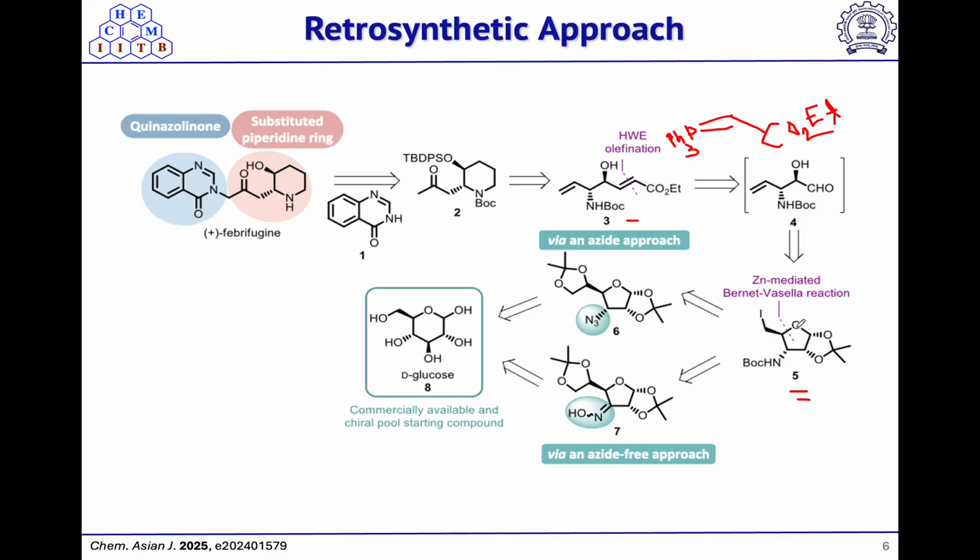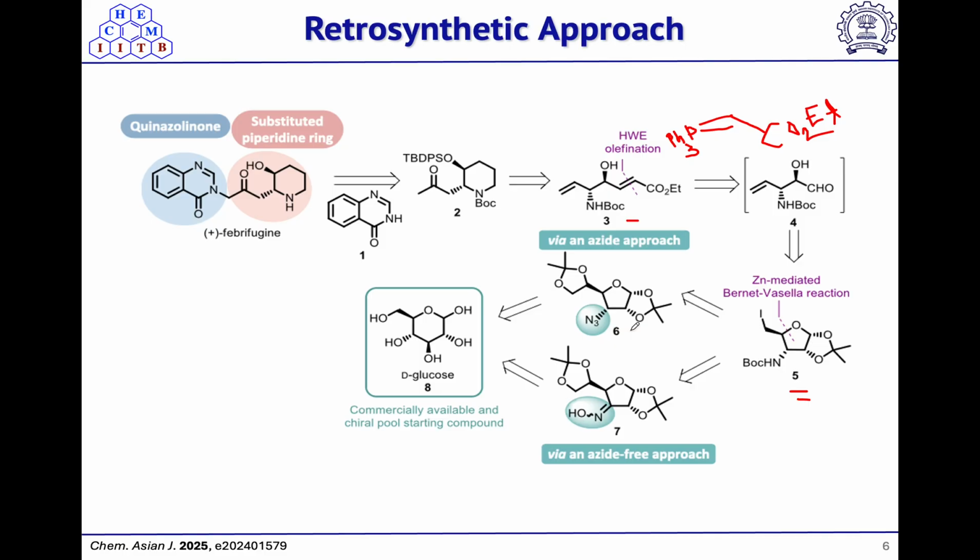This is a sugar ring, a sugar compound. Basically, if we treat this with zinc, we will get this olefin. I will discuss in the forward synthesis how it is happening. Now this compound 5 we could get from 6 or 7. So let's discuss how we can get this 6.